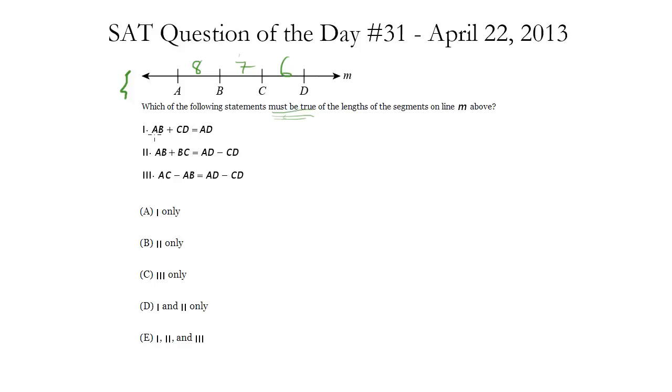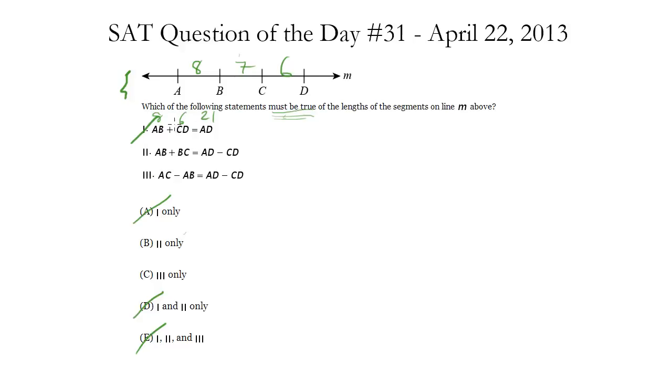So let's look at number 1. AB plus CD equals AD. Well, AB was 8, CD is 6, AD is 8, 7, 6. That's 21. So does 14 equal 21? No. So this is not true, and so we can get rid of anything in the choices with a 1. So we can get rid of this one, this one, and this one. So we know of the following two statements, 2 and 3, only one of them is going to be true, and that definitely helps us out a lot.